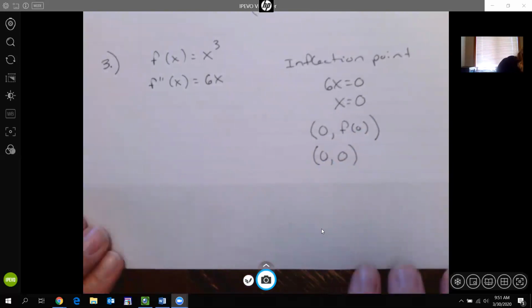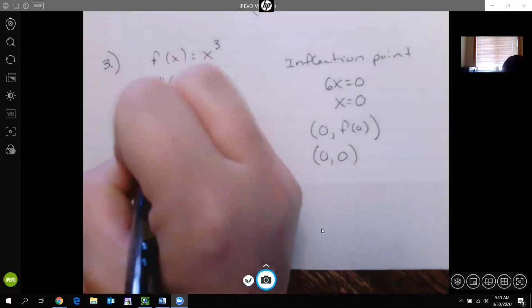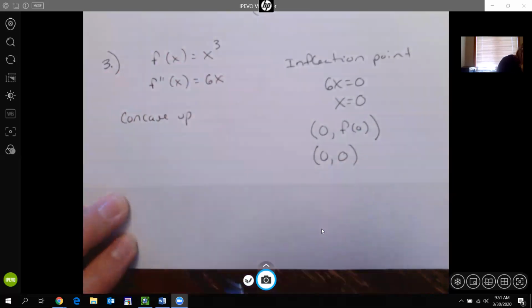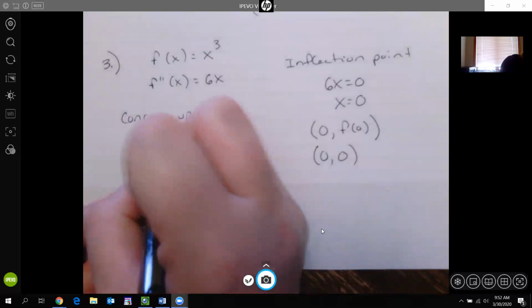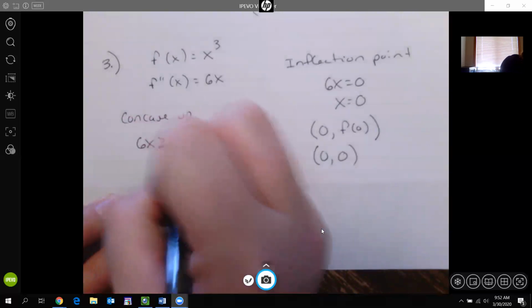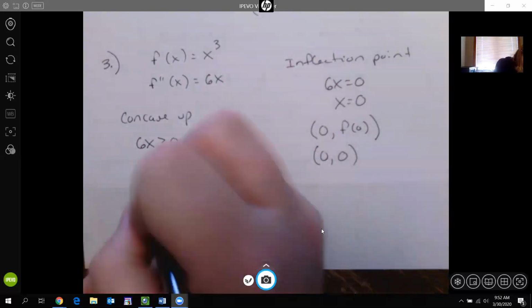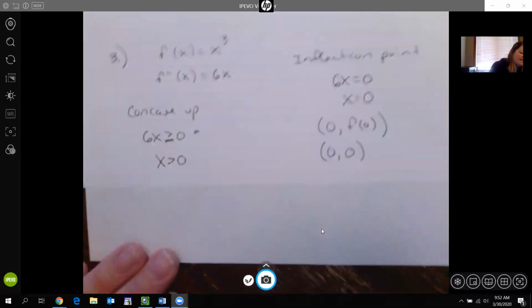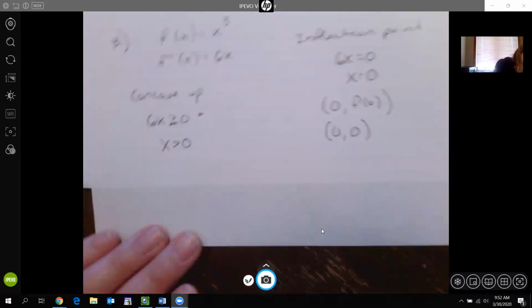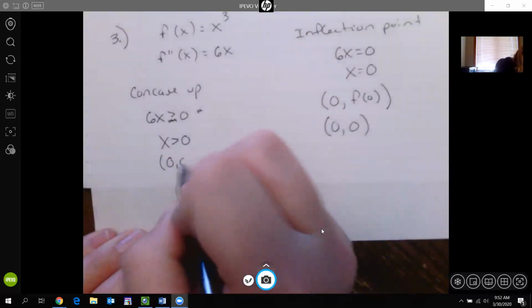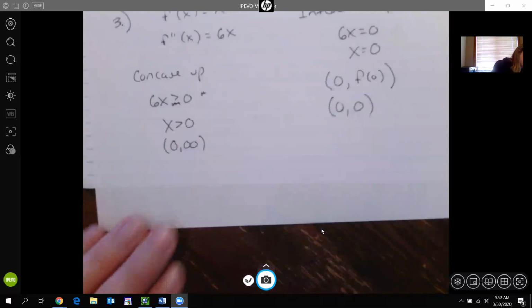Now, how am I going to decide if it's concave up? Well, that's where the second derivative is greater than 0. So where is this greater than 0? Well, if I divide the 6 on both sides, I still get 0. So where x is greater than 0, it is concave up. So that could also be 0 to infinity, if you wanted to write it in that notation as well.